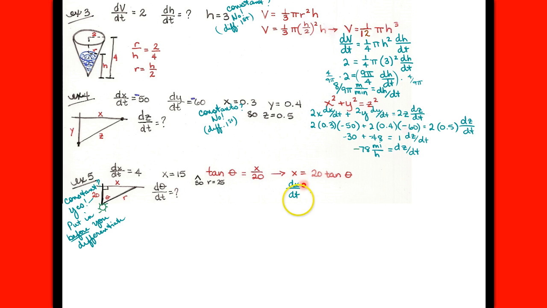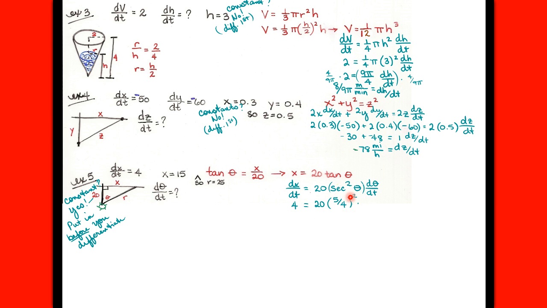So the derivative of x is 1, and it wasn't in terms of t, so we leave the dx dt. The derivative of tangent is secant squared, so we'll have 20 secant squared. And theta was not in terms of t, so we leave a d theta dt. So now we can plug in what we know. We know that dx dt is 4, and we need to find secant.